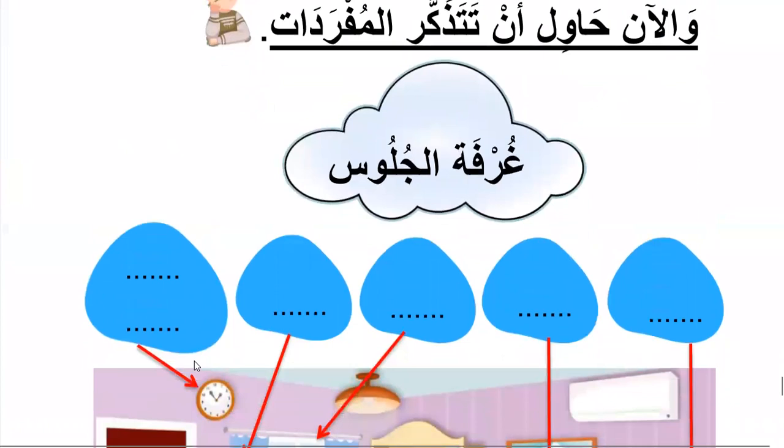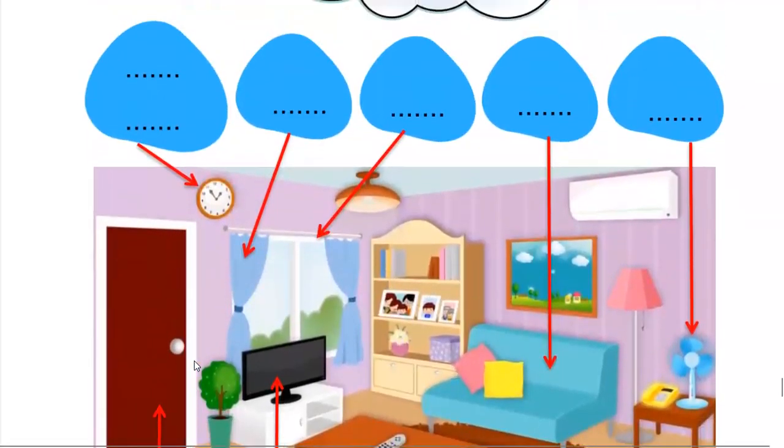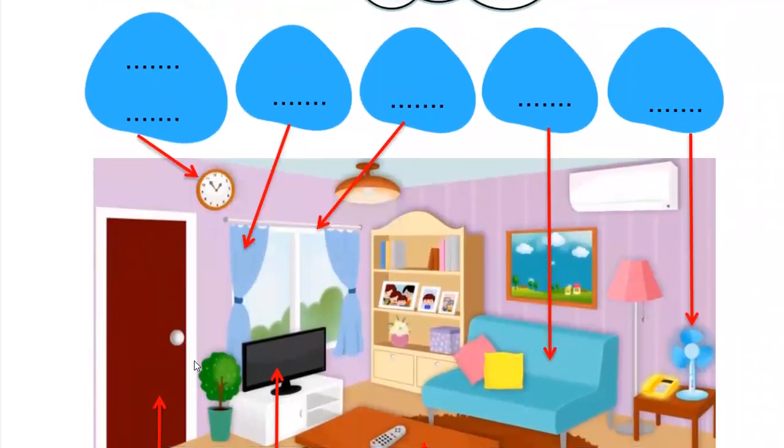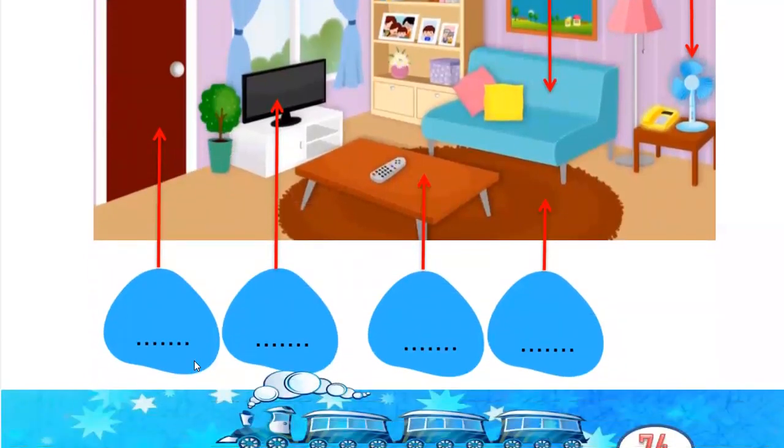Mr. Rayan. Ghurfatul Julus, living room. Next. Yes. Mirwaha, fan. Sofa, Arika. Arika. And window, Shubbak, and curtains, Sitara, wall clock, Sa'atu hait. Sajjada, table, Tawila. Good. TV, Tilfaz, good. Door, Bab. Good.